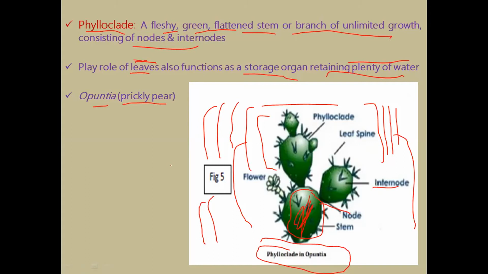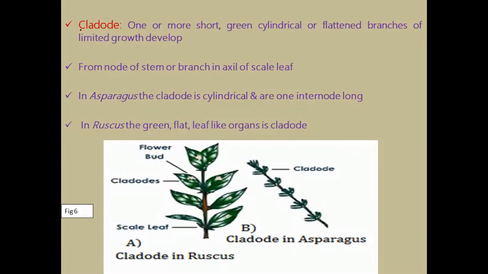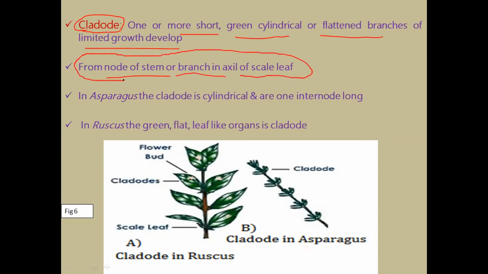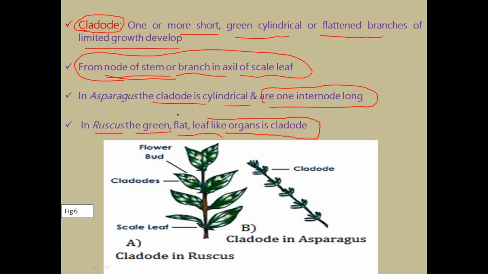The next type of aerial stem modification is cladode. Cladode is a short green cylindrical or flattened branch of limited growth. So from the node of the stem or a branch, in the axil of the leaf, cladode develops. In asparagus, the cladode is cylindrical and one internode long, and in ruscus, it is a green, flat, leaf-like organ.